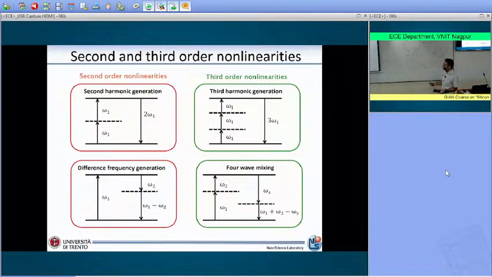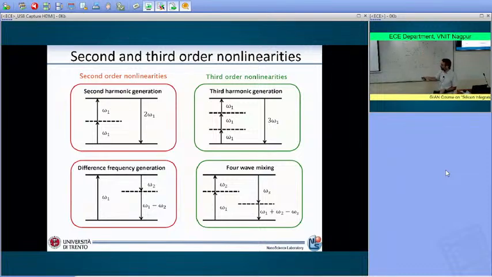One is by which we have 3 photons with the same energy, omega 1, omega 1, omega 1, that sum up in order to generate a fourth photon characterized by an energy that is equal to the sum of omega 1, omega 1, omega 1. This process is called third harmonic generation. Harmonic means higher order harmonics.